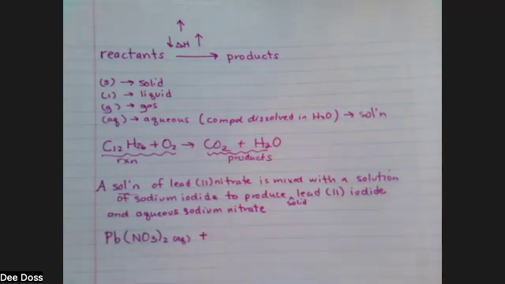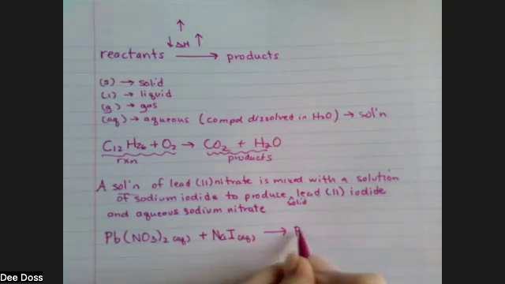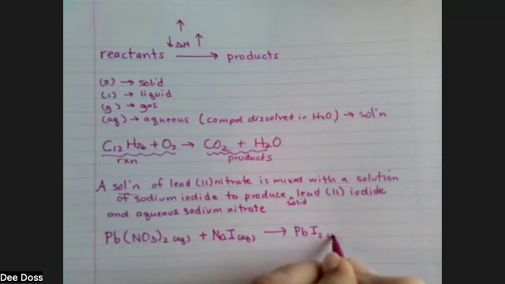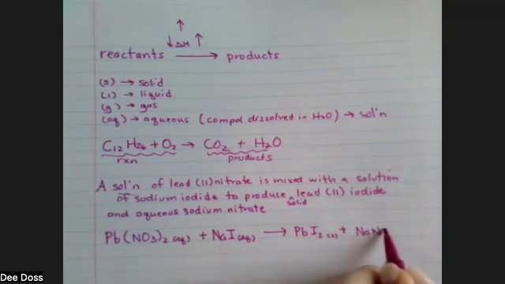Now it might say is added to, is combined with, anything that's a term that actually means you're joining it together. We're going to use a plus sign. A solution of sodium iodide, and I'm going to put a little AQ there. To produce, arrow. Anytime you see to produce, to make, to form, you're going to put the arrow because this is what our products are going to be. A solid lead 2 iodide and an aqueous solution of sodium nitrate.